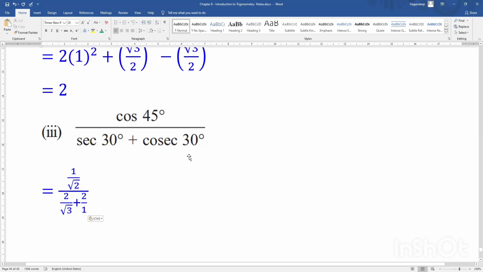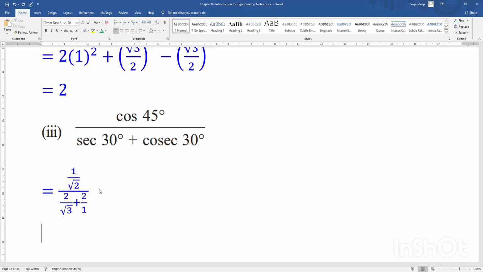Okay, now cosecant 30. When I ask you cosecant 30, you should think of the reciprocal of cosecant. So the reciprocal of cosecant is sine. So sine 30 is 1 by 2. So cosecant 30 will be 2 by 1. So in that way, you have to write the values.